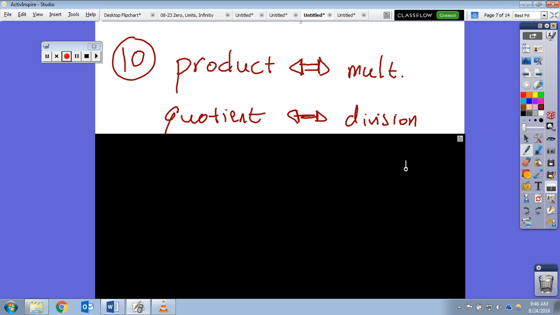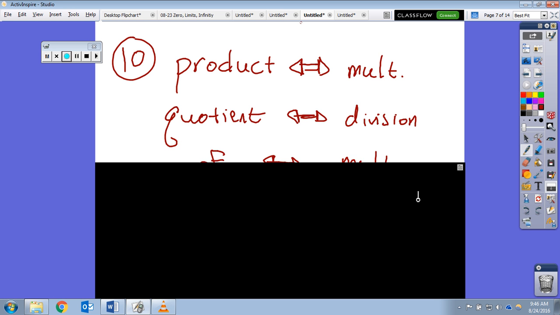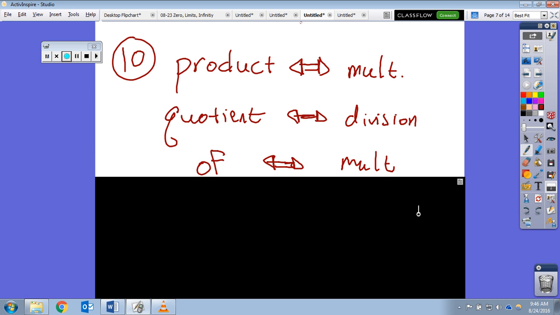For example, 15% of the U.S. population. Of is multiplication. Because it says product, it's the product of T and of. No, just the word of. Like 15% of this would be multiplication. Okay.